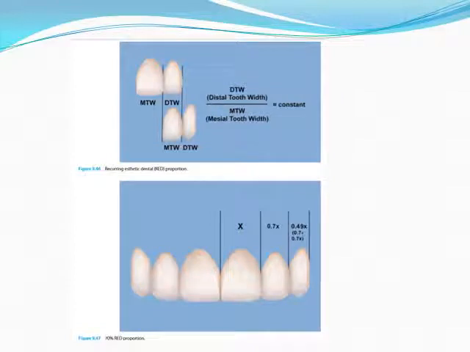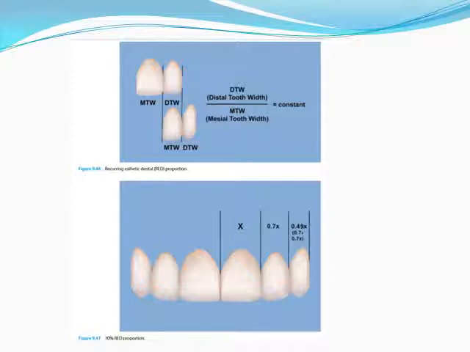While the other theory, which is the most preferred theory for dentists, is the RED proportion. The RED proportion takes the mesial tooth width over the distal tooth width, for example, the lateral tooth width over the central tooth width, which will be a constant relation. In other words, if we divide the lateral width over the central, it will be equal to the canine width over the lateral.